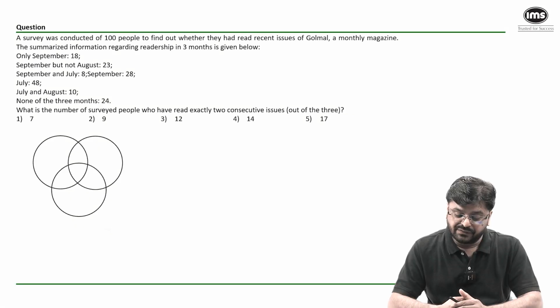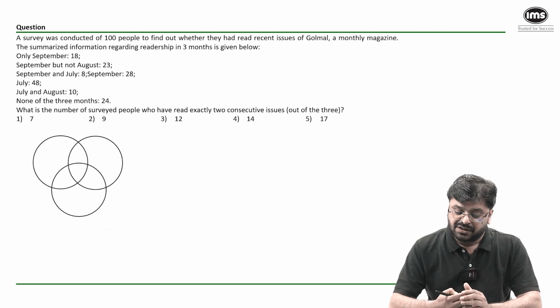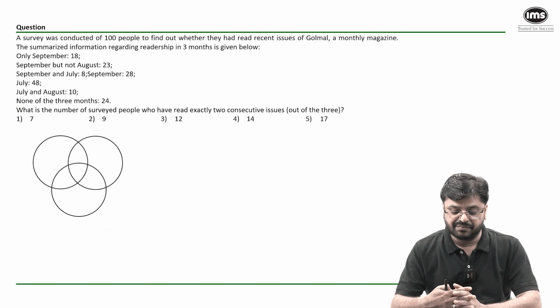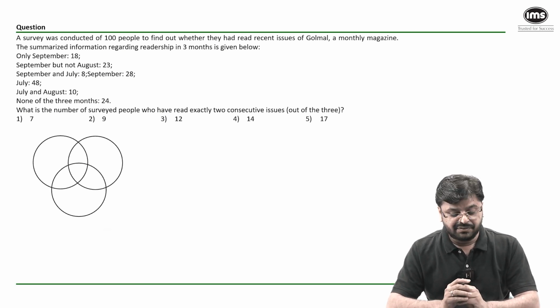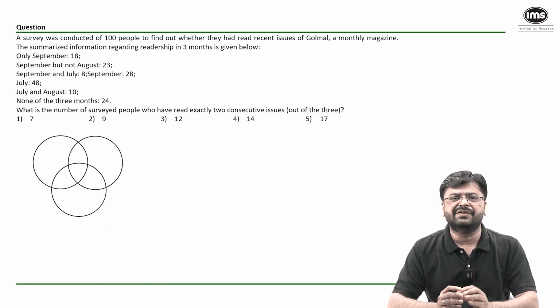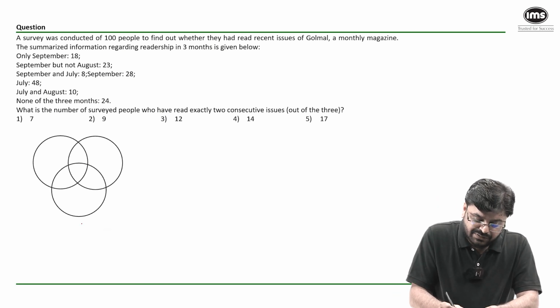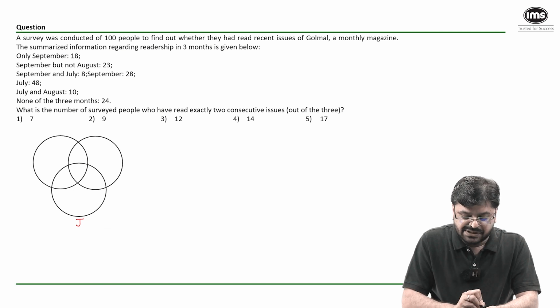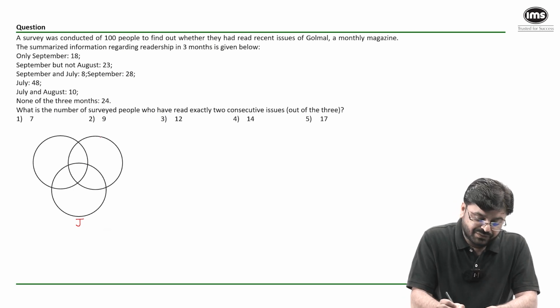A survey was conducted of 100 people to find out whether they had read recent issues of Golmaal, a monthly magazine. They summarized information regarding readership in 3 months as given below. Only September but not August, September and July, September, July and August. So they have given the data for the 3 months basically. So let's write down the values. Let's say this set represents July, August and September.